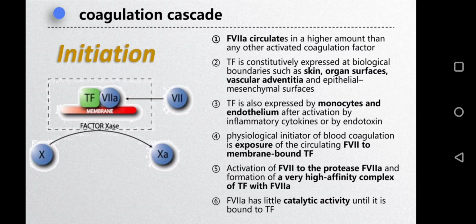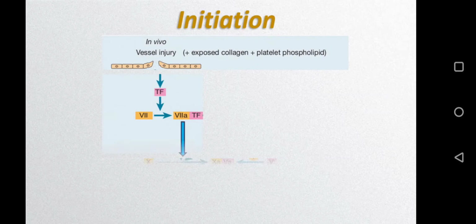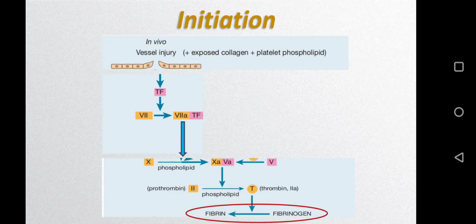Tissue factor is expressed on the surface of skin and organs. Those are extravascular, so it initiates the pathway called the extrinsic pathway. The vascular injury exposes the collagen and releases platelet phospholipid, which initiates the intrinsic pathway. So this is the summary of the coagulation cascade. Call up your own memory about the coagulation cascade.